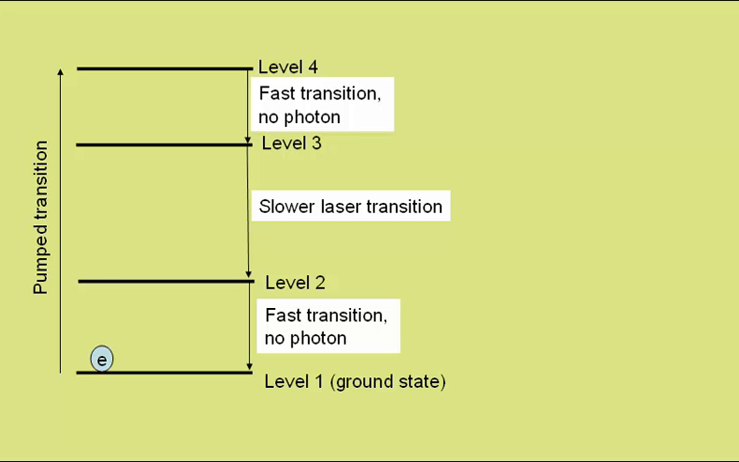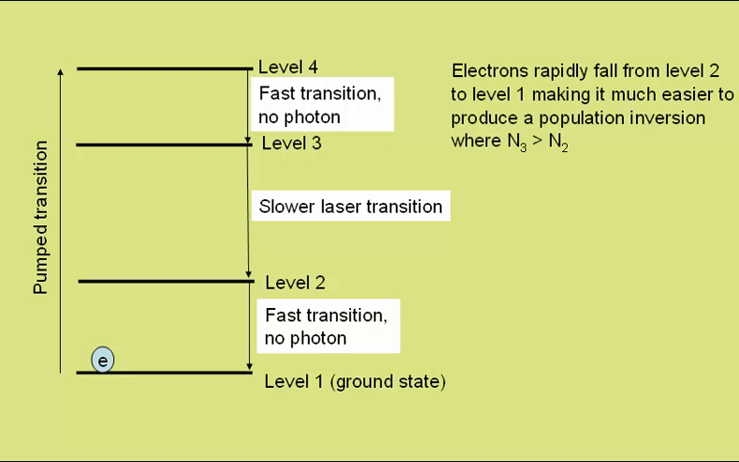So we get something like this. Pump to level 4, straight down to level 3, delay before they go to level 2, then straight down to level 1. Just show that once more. Pumped to level 4, straight down to level 3, drop to level 2, and then straight down to level 1. Electrons rapidly fall from level 2 to level 1, making it much easier to produce a population inversion where the number in level 3 is greater than the number in level 2.